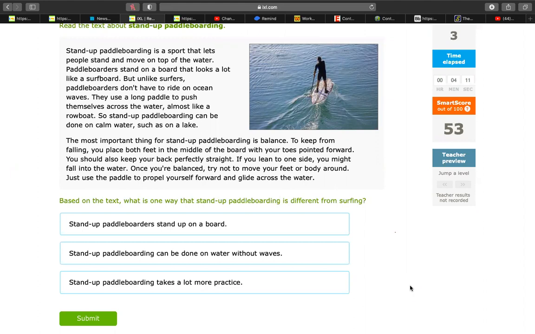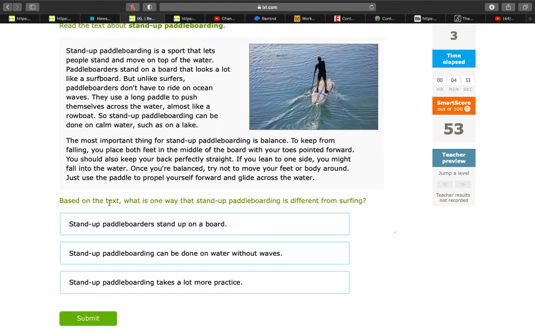To keep from falling, you place both feet in the middle of the board with your toes pointed forward. You should also keep your back perfectly straight. If you lean to one side, you might fall into the water. Once you're balanced, try not to move your feet or body around. Just use the paddle to propel yourself forward and glide across the water.